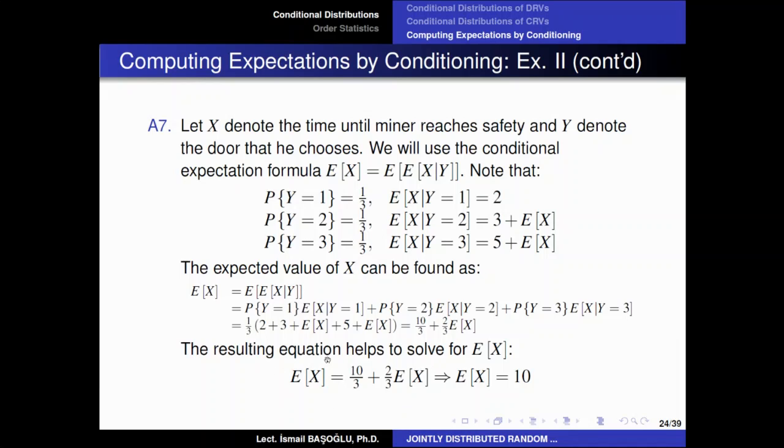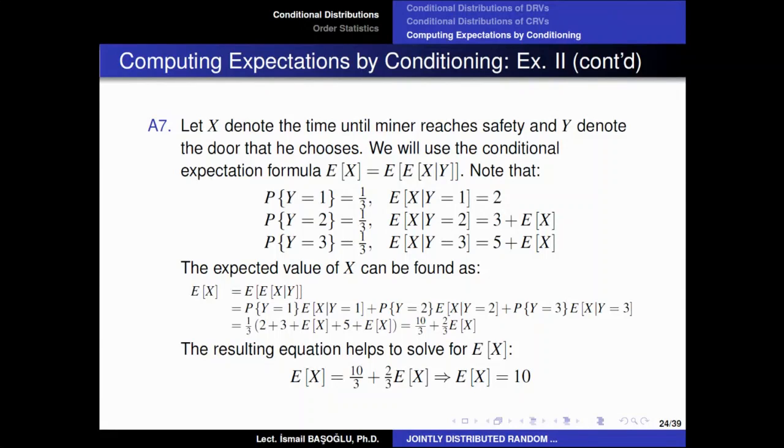This means the expected time until the miner reaches safety is equal to 10 hours. Okay, so on average, the miner needs to travel for 10 hours to reach safety. This is the average value.